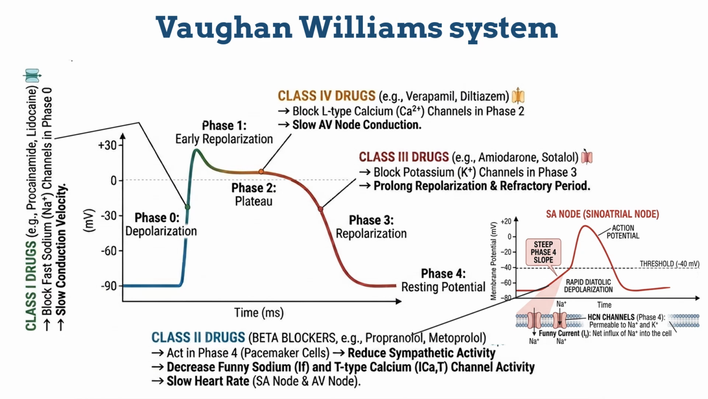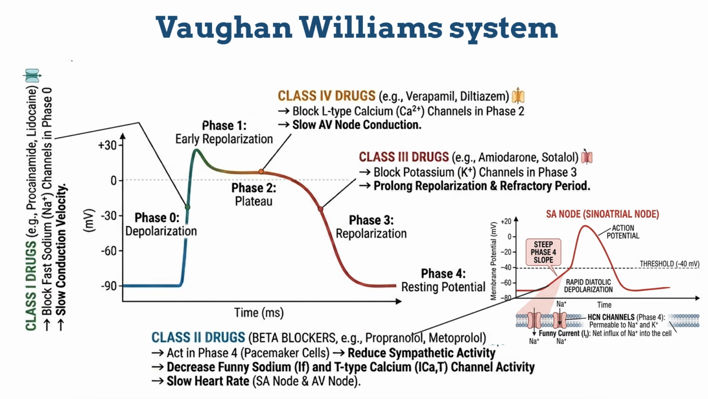Class 4 drugs act during phase 2 by inhibiting L-type calcium channels. This decreases calcium influx and slows conduction through the atrioventricular node. Class 3 drugs act during phase 3 by blocking potassium channels. This delays repolarization and prolongs the refractory period of cardiac cells.